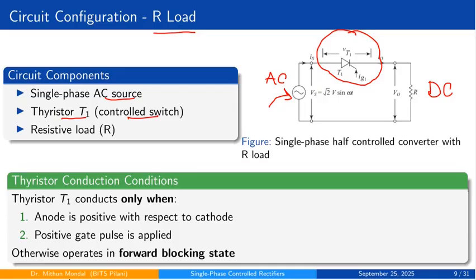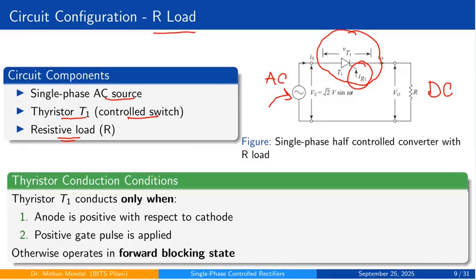How are we controlling? We are controlling with respect to the gate. There is a gate signal which we can apply, and we can control the output voltage and the output current. In this configuration, we will take the resistive load, and then we will discuss the RL load, with freewheeling diode and without freewheeling diode, all those things.